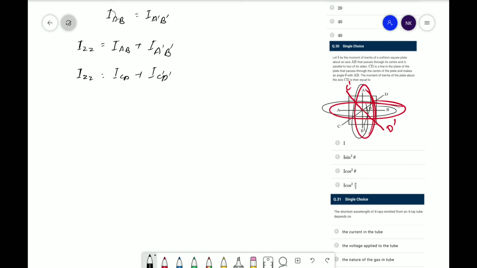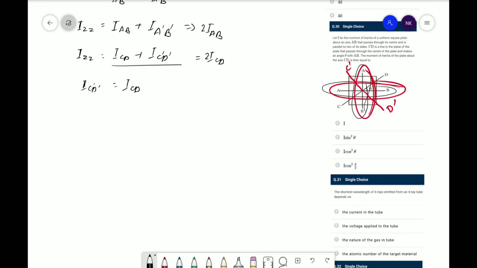Now what we are getting is that this one will be 2 IAB, because the moment of inertia along AB is equal to the moment of inertia along A dash B dash. In the same way, ICD plus IC dash D dash will be equal to 2 ICD. Hence, we can say that the moment of inertia along C dash D dash will be equal to the moment of inertia along CD.